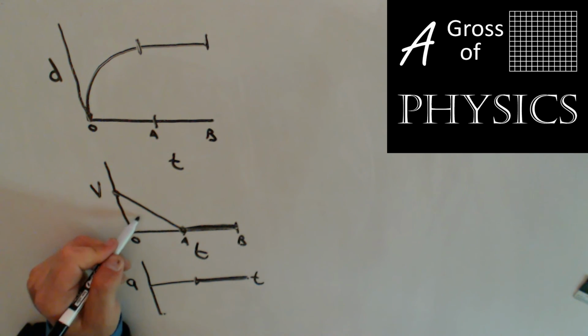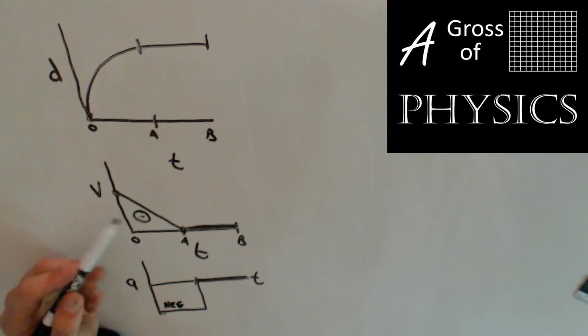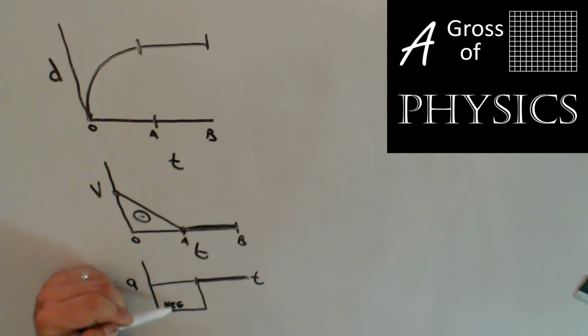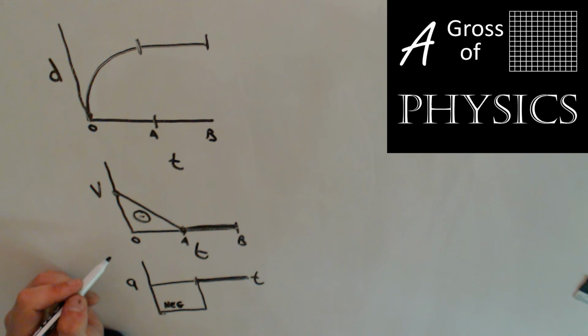Now, what does a negative slope mean? It means your acceleration is negative, but it's constant, it's uniform. So what we have is a situation where the acceleration is negative here, and the slope here is negative, and that's why the acceleration is below the axis, because the slope of the velocity-time graph gets me the acceleration.